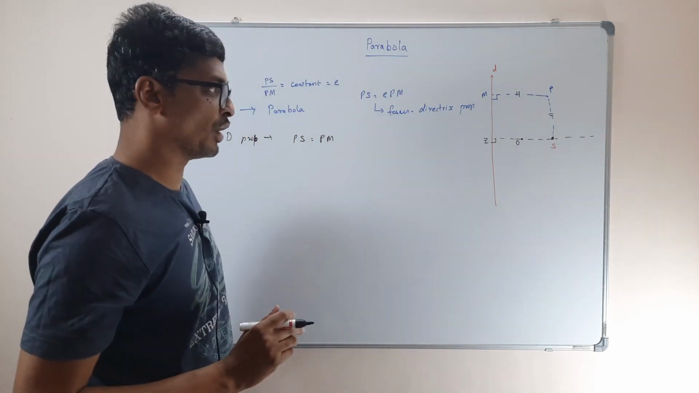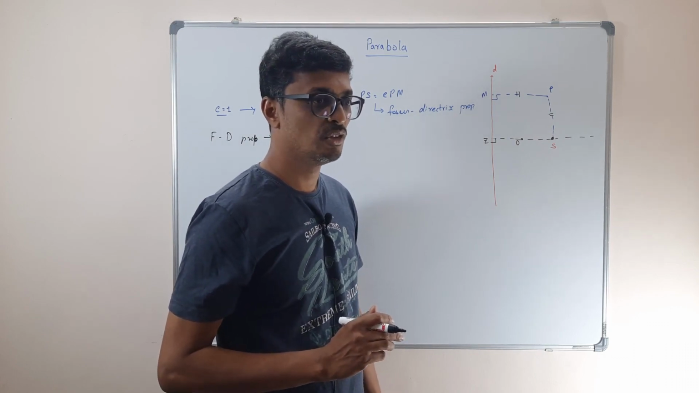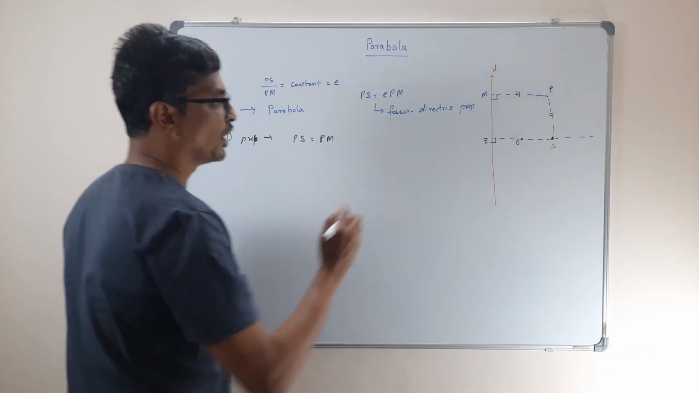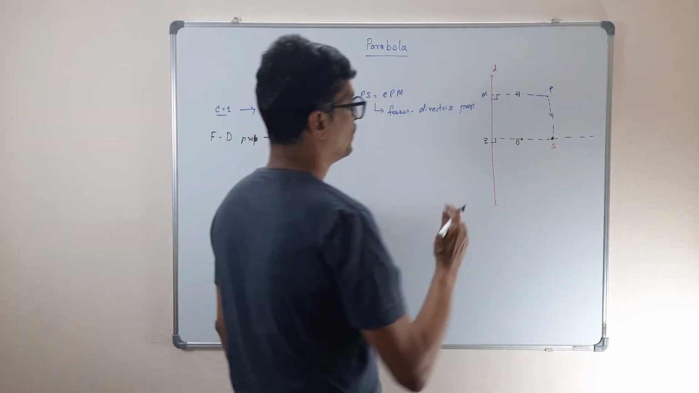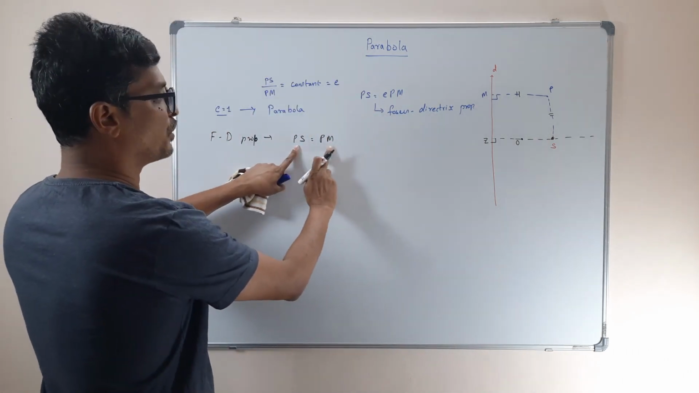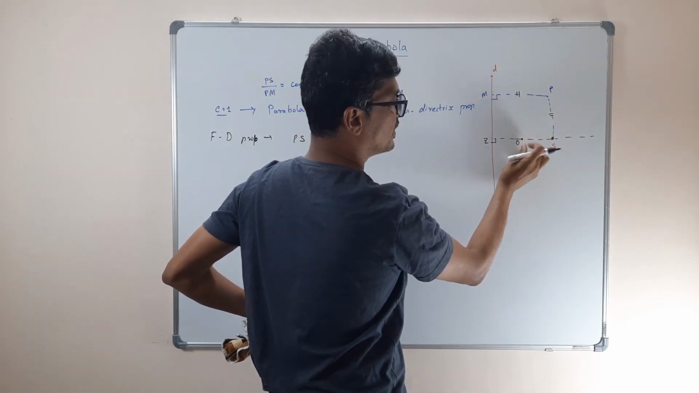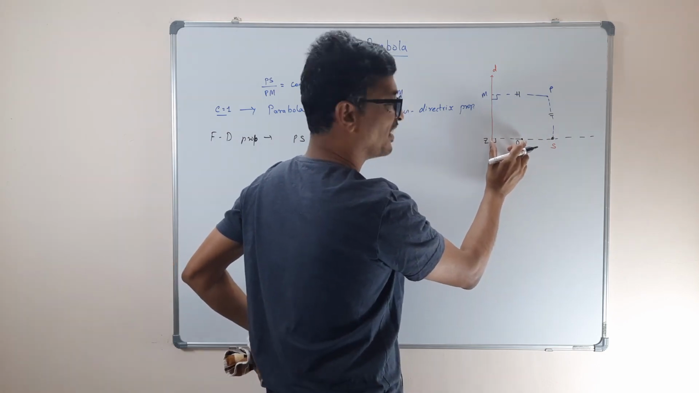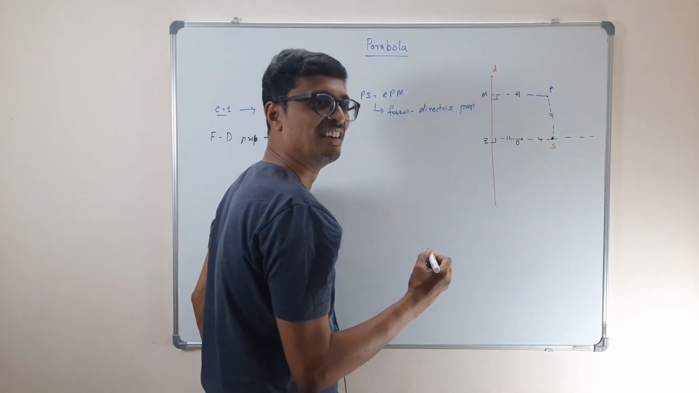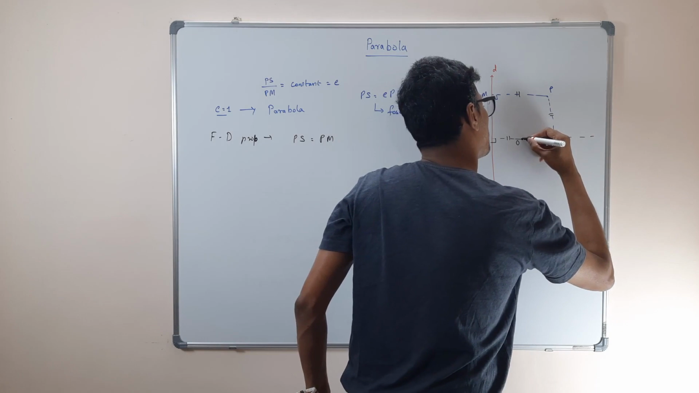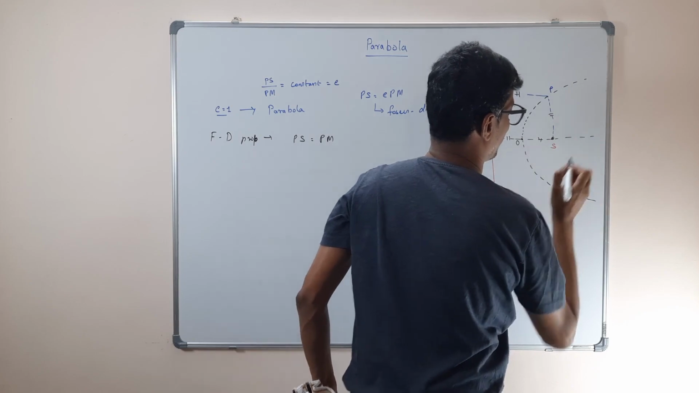In case of a parabola, will the point O lie on the parabola? Why not? What is the condition of a parabola? PS equals PM. So for this point, OS is equal to OM. It's bisected, right? So these two are equal, and of course this point should also lie on the parabola. Am I right? So my parabola goes something like this.